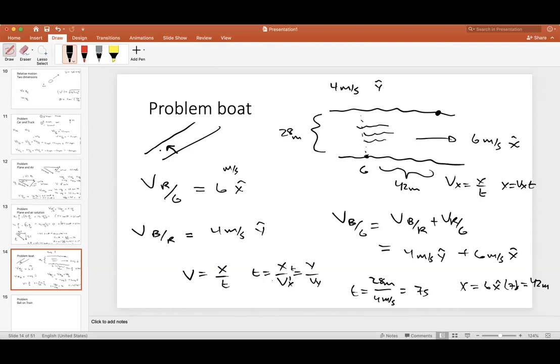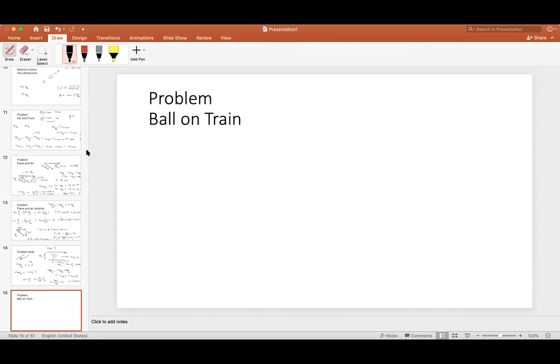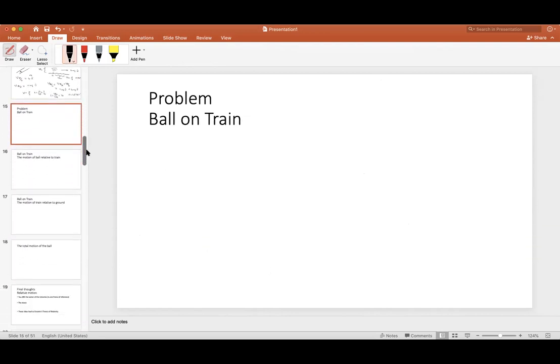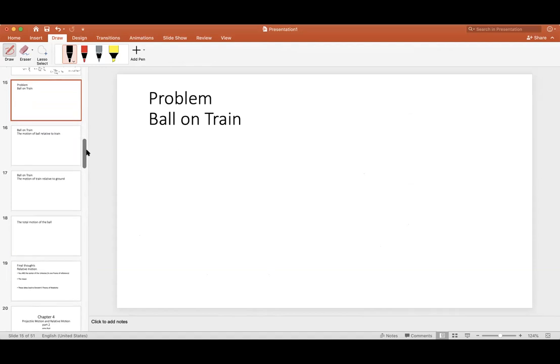The last one I want to do is probably the most interesting one. And that is a ball on a train. I'm really hoping that this will help you completely understand not only what we're doing here, but what we're going to do in projectile motion.